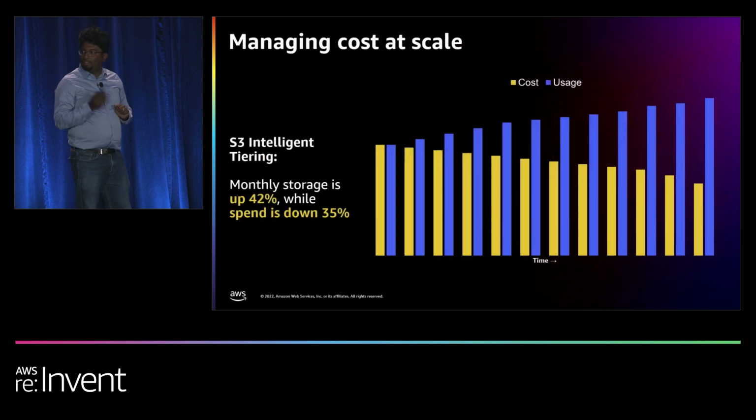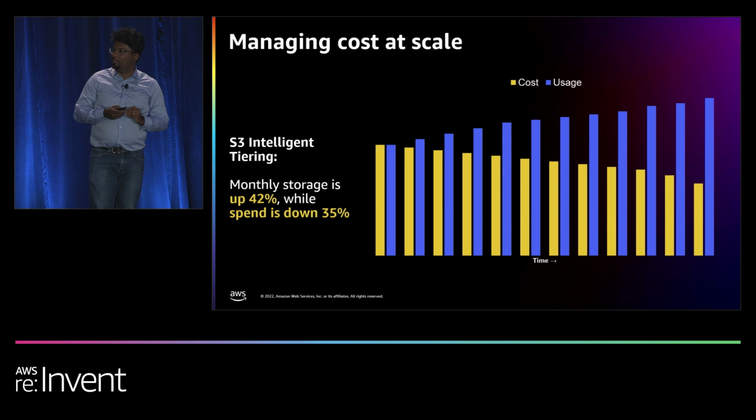And on the topic of costs, lifecycle we talked about, it was so easy for us to enable S3 Intelligent-Tiering. And this year, we went down almost 35% in cost, while our storage is actually up year over year, 42%. So thank you, S3 team, for that.